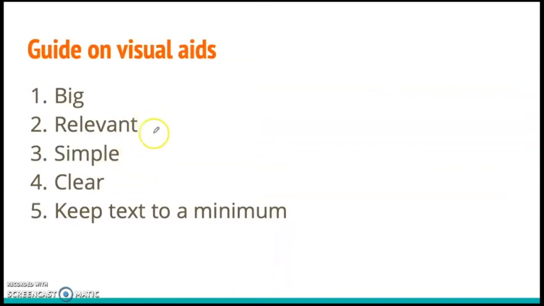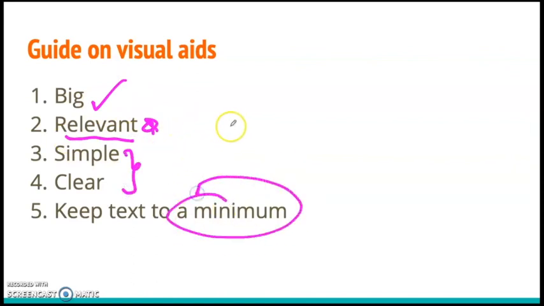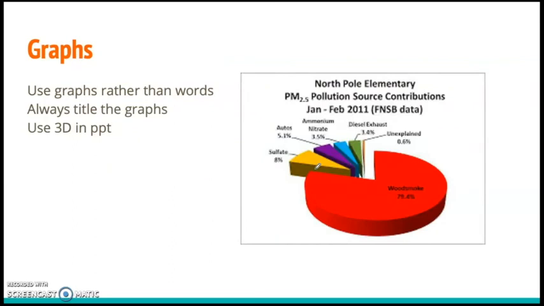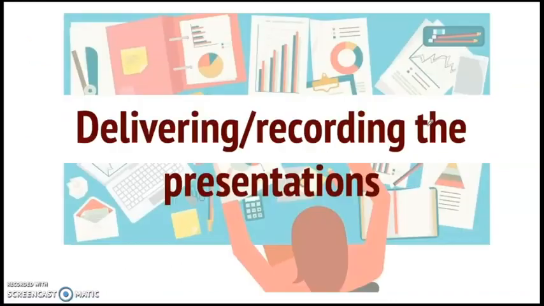So how do you have good visual aids? They need to be big and also relevant. This is important. Keep it simple and clear, and keep text to a minimum. With more visual aids, just use bullet points to explain the figure. If you have some results, you need to use a graph. The graph needs to be labeled correctly along with the table. You may use a 3D graph inside PowerPoint to show the graph.